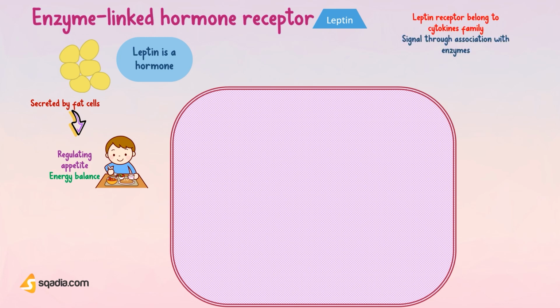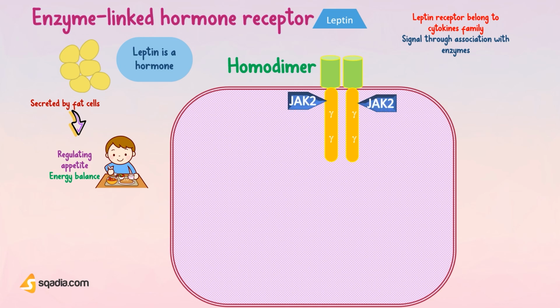The leptin receptor is a member of a large family of cytokine receptors that do not contain enzymatic activity, but signal through associated enzymes. This receptor exists as a homodimer. Homodimer means two identical parts. In the case of the leptin receptor, one of the signaling pathways occurs through a tyrosine kinase of the JAK family, JAK2. We will focus here on the JAK-STAT signaling pathway.